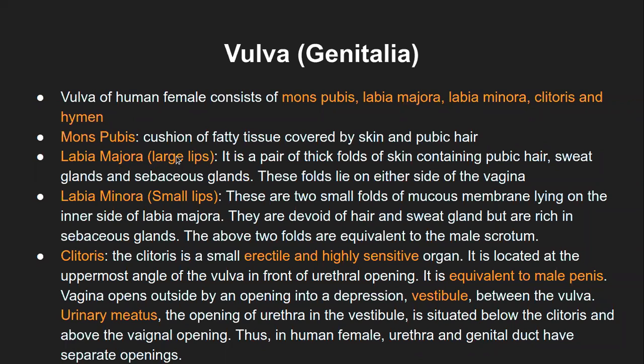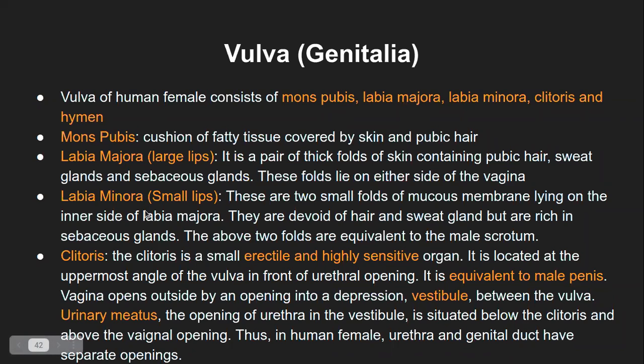Labia majora are also called large lips because they look like large lips. It is a pair of thick folds of skin containing pubic hair and sweat glands, and also the sebaceous gland. Sebaceous glands are mostly responsible for secretion of waxy or mucus-like substances. Sweat glands, of course, secrete sweat. These folds lie on either side of the vagina, so that they act as a kind of covering for the vaginal structure.